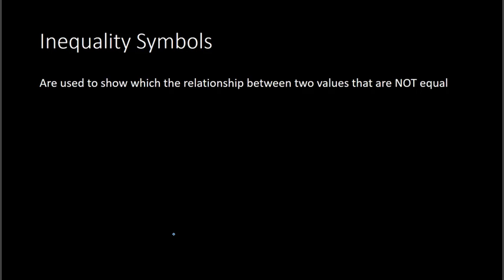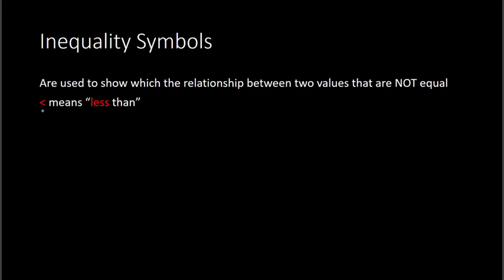Now with numbers, we have a way to compare numbers and showing which one is bigger, which one is smaller, which ones are equal. So here we have inequality symbols. And these are symbols to show which numbers are not equal, and I guess comparing two or more numbers. So it's showing the relationship between two values that are not equal. So that would be things like greater than or less than, and those are the two main ones we'll discuss today. So the symbols look like this.